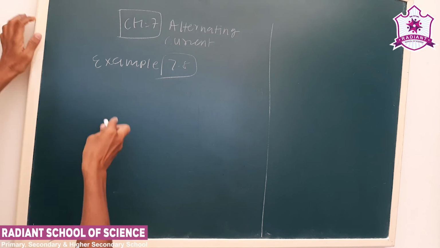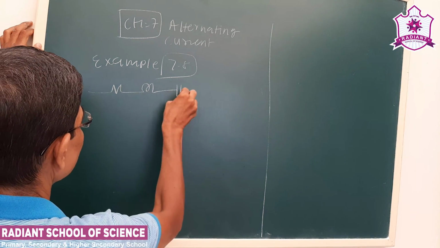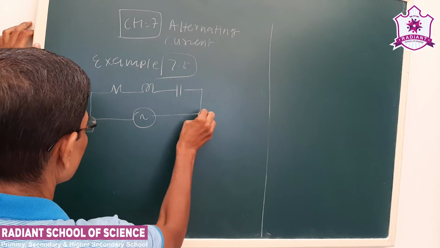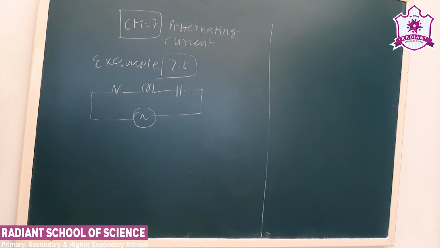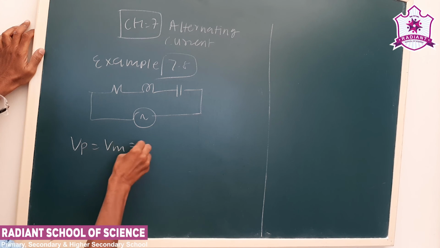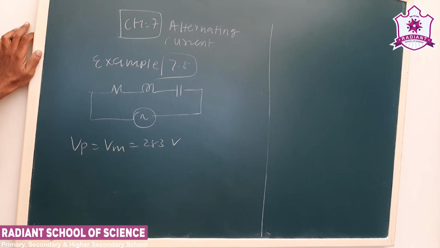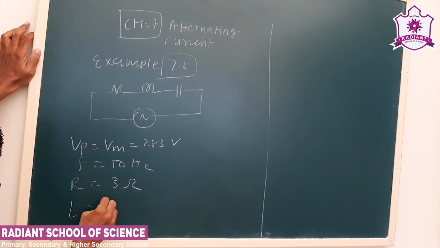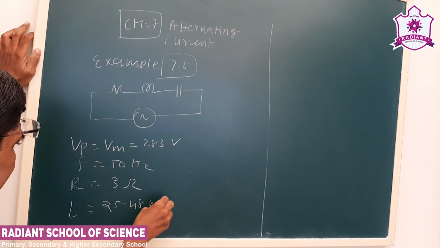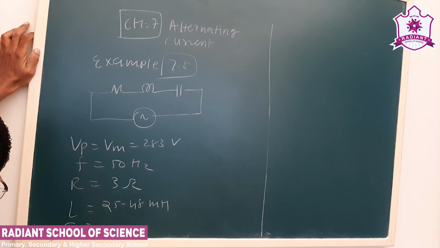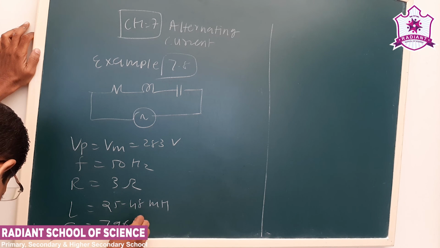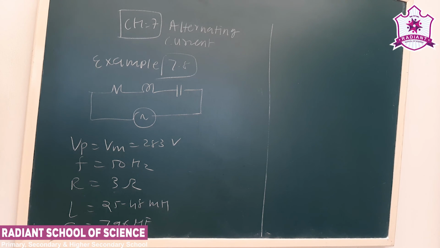Okay, now it consists of RLC in series. Now see here, the peak voltage or maximum voltage is 283 volts. See, the frequency is 50 Hertz. R is given as 3 ohm, L is 25.48 millihenry, and capacitor is 796 microfarad. Now we know this is an LCR series circuit.